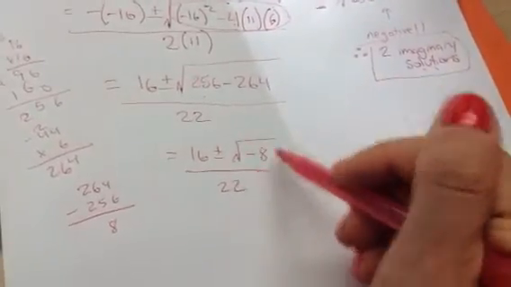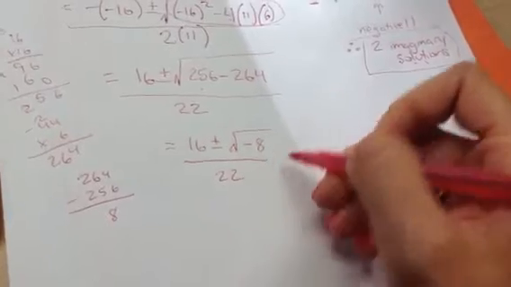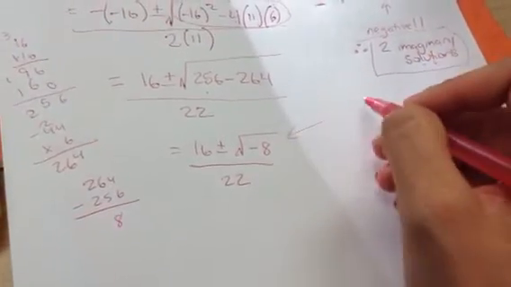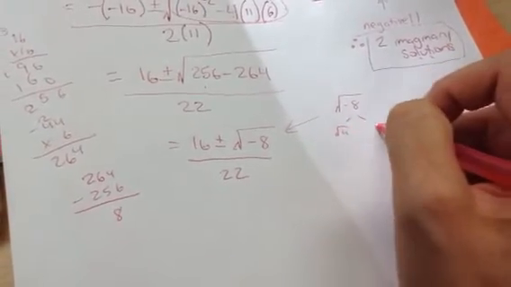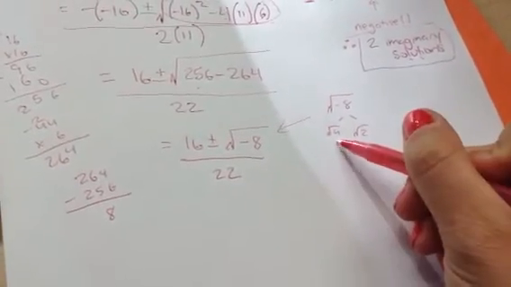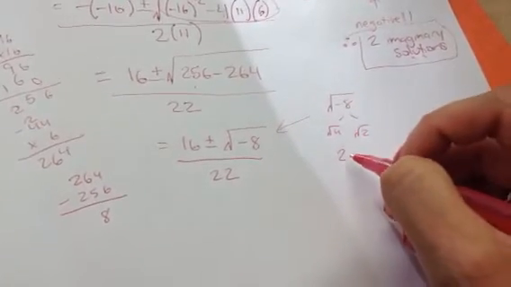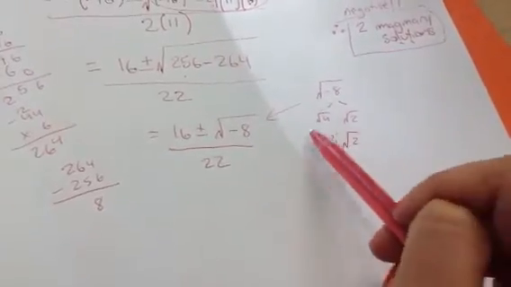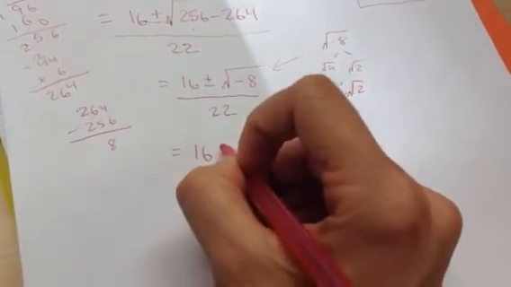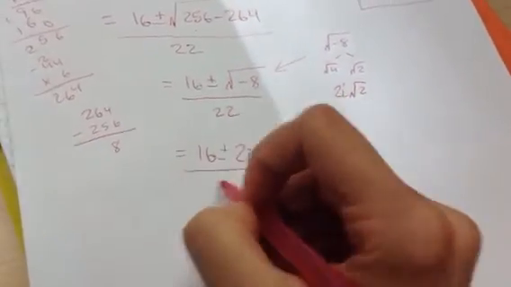I can't leave this radical like this. I know I'm going to have i. And then I can actually separate square root of negative 8. I can separate that into 4 and 2. And I know the square root of 4 is 2. So 2, don't forget the i because of the negative. So 2i square root of 2. So I can replace this with that square root of negative 8. So I have 16 plus or minus 2i square root of 2 over 22.